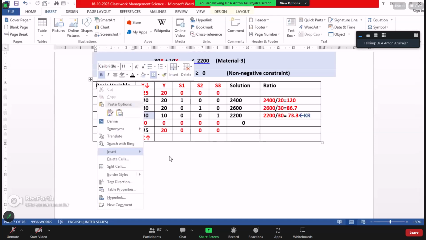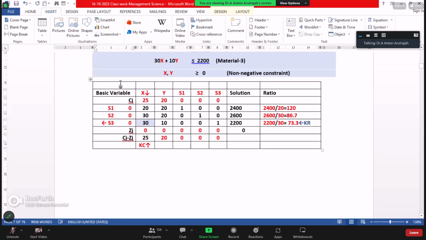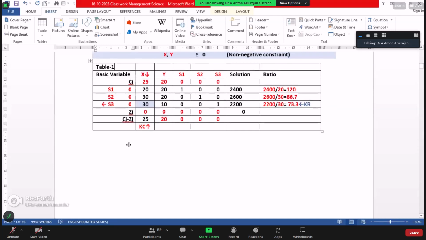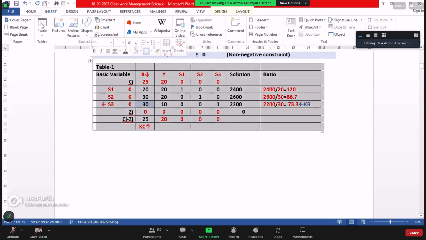So this is table number 1. You have to always put the table numbers, otherwise you will get problems. Table number 1, right? Then table number 2, we are going to move. Now for the key column, 5 things we have to do: key value identified, leaving variable identified, entering variable identified. So I will copy the same table. I'm going to move into the second table, table number 2.